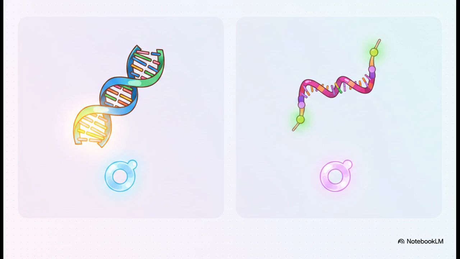Now, pause for a second. I want to highlight a massive exam trap. Thymine is chemically known as 5-methyluracil. If you see 5-methyluracil on a test, don't panic. It's literally just thymine.